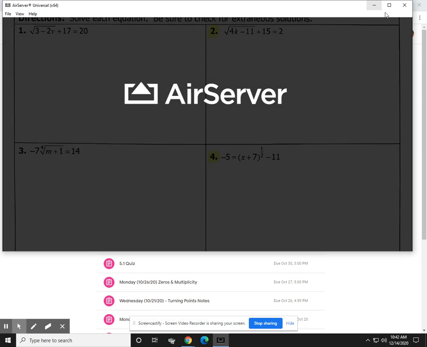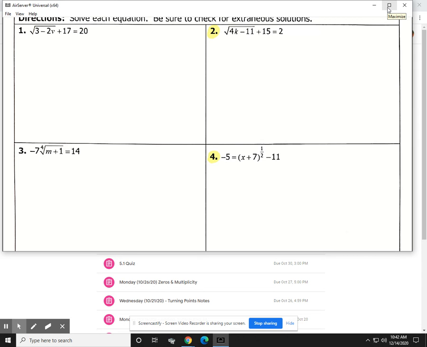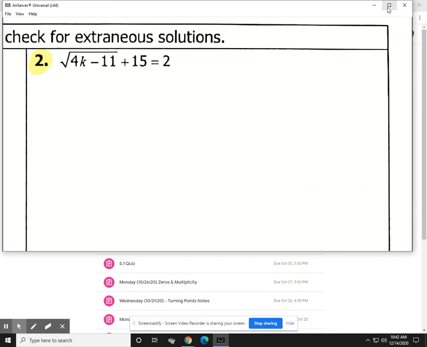There you are. Okay, so the answer for number 2 was 45. K equals 45. But in reality, that was what we call extraneous, so it wasn't the answer at all. We'll deal with that one. You might need me to go over that one.